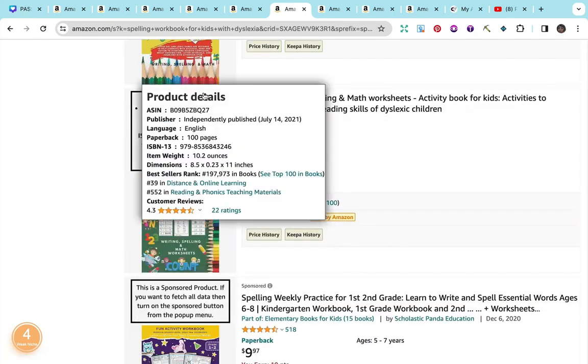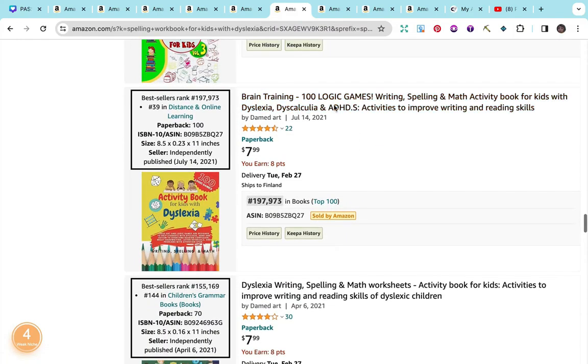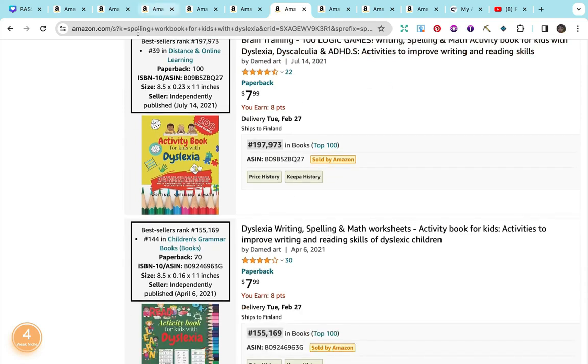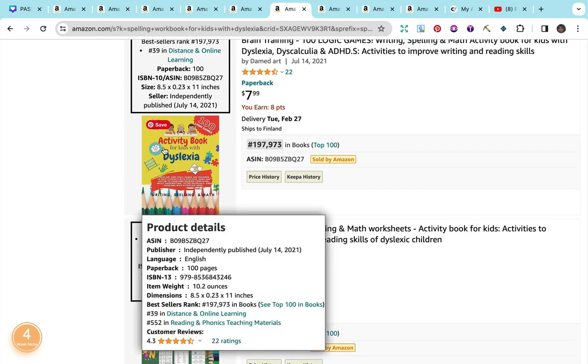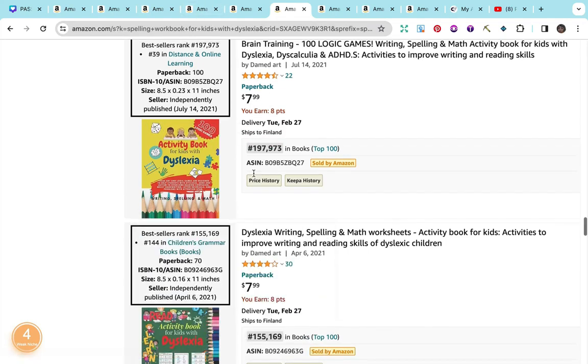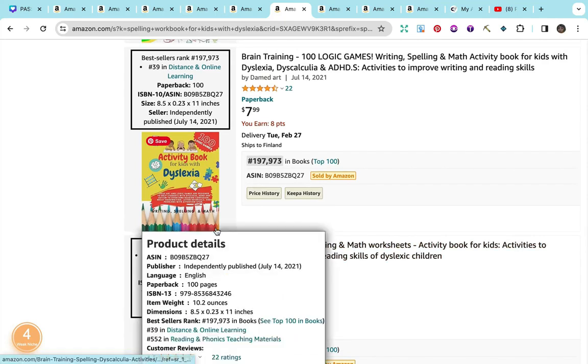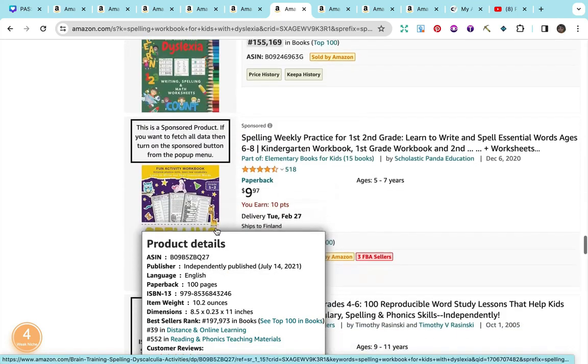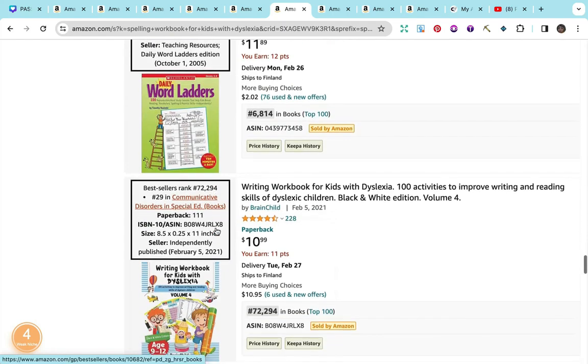197. But bear in mind that these ones are not utilizing the exact same keyword as this one, spelling workbook for kids with dyslexia, yet they have this listed for their 7 keyword slots, and that's why they're able to show on the first page of the keyword, because they've utilized it for the 7 keyword slots.